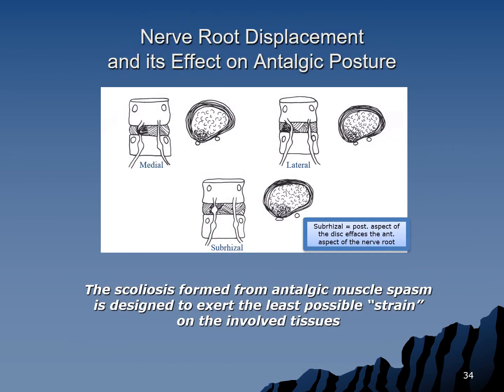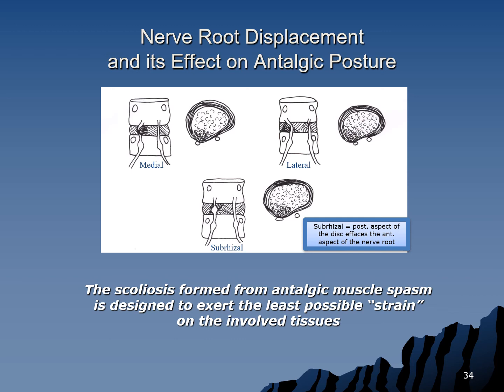All right, nerve root displacement from disc protrusions. You're familiar with this. This is kind of just a review, and in case you're not, it'll give you the information you need to become familiar with it. But we know with a disc protrusion that compression on the nerve root is going to create antalgic muscle spasm, and it's pretty much going to form a scoliosis to the left or to the right, sometimes straightforward. But it's an innate response of the body to put the least amount of strain on the involved tissues.